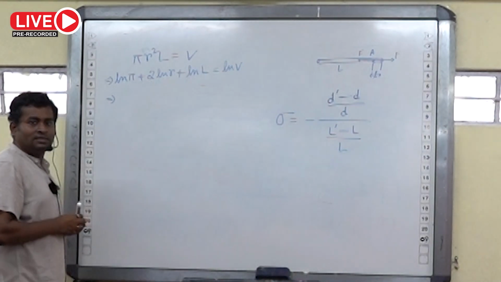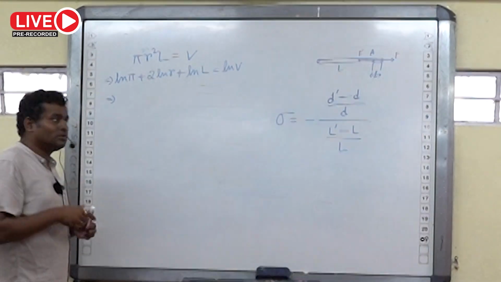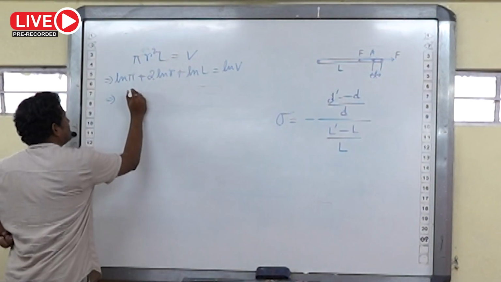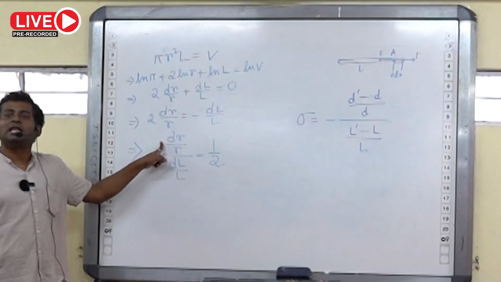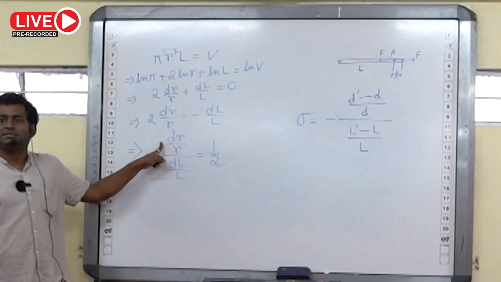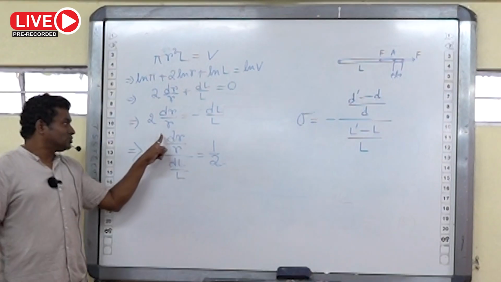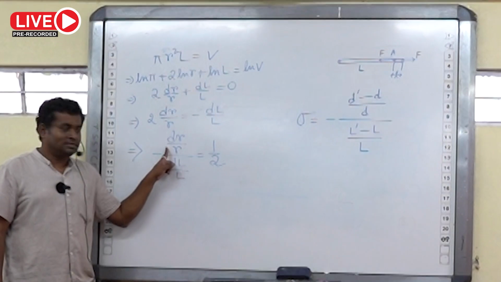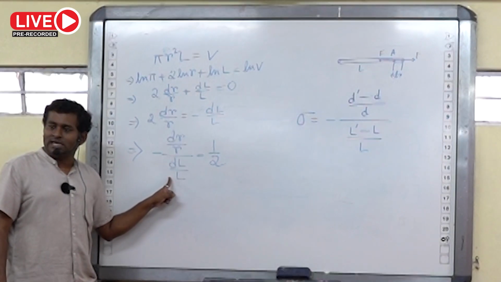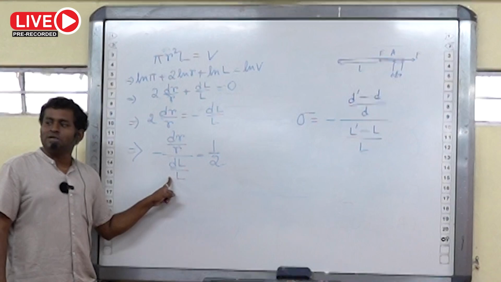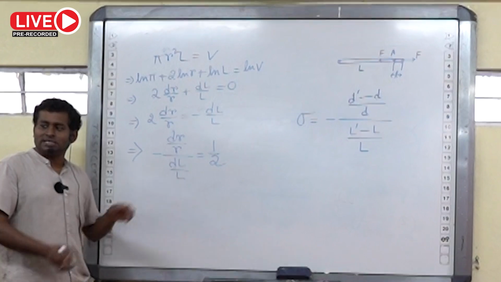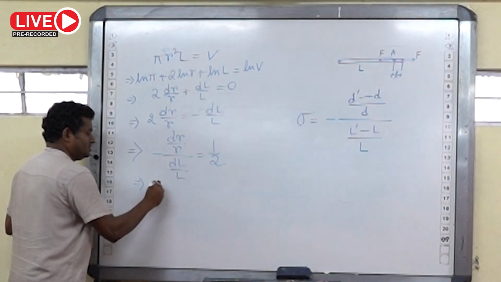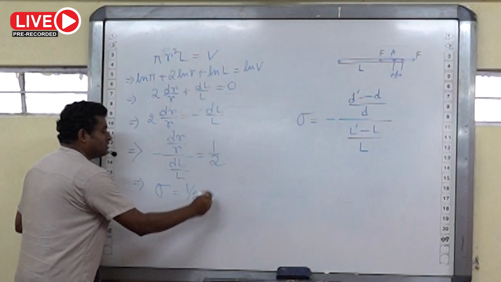Differentiation of first term will be 0 since it's a constant. For second term it will be 2 dr by r, change in diameter by original diameter. Instead of that I am calculating change in radius by original radius. That has the same value. So this is lateral strain. This one is change in length by original length, that is longitudinal strain. So lateral strain by longitudinal strain with minus sign, that is Poisson's ratio. So sigma for a cylinder of constant volume will be plus half.